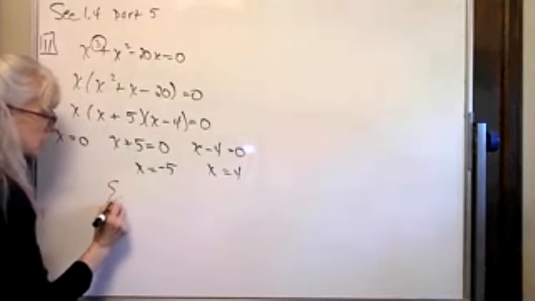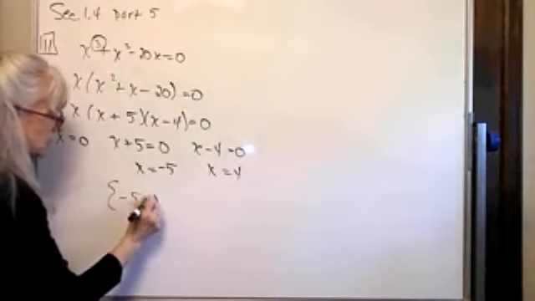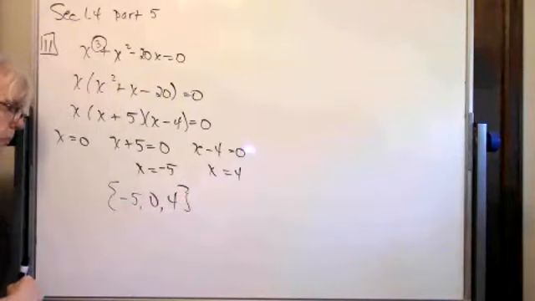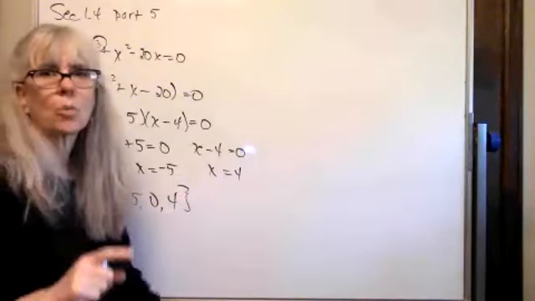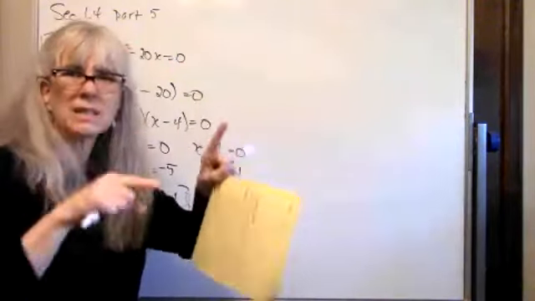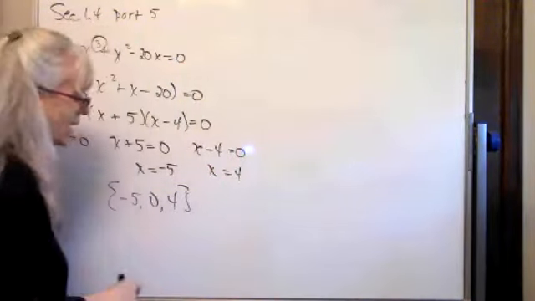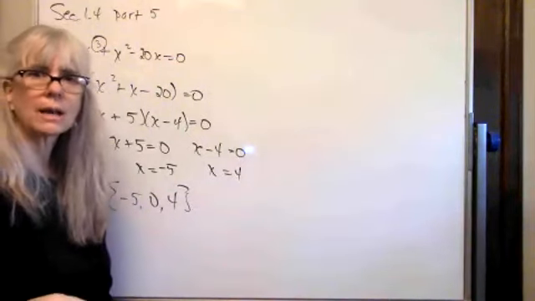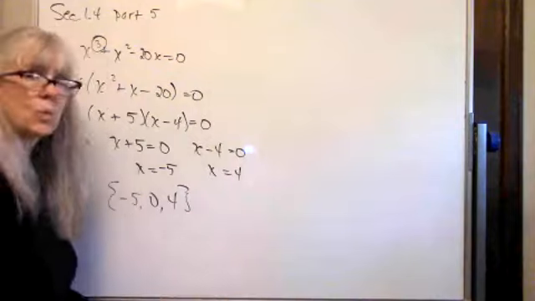So in a solution set, that would be negative 5, 0, and 4. And the little braces simply say that's a solution set. When you're doing the online homework, it already puts those braces in there for you, so you don't have to do that. I tend to put them in numerical order just because that's how the online homework likes to see them. That's up to you whether or not you do that.